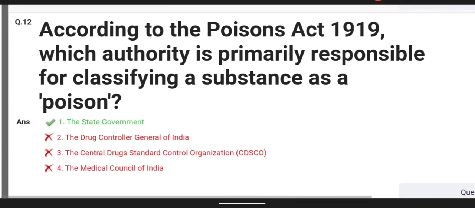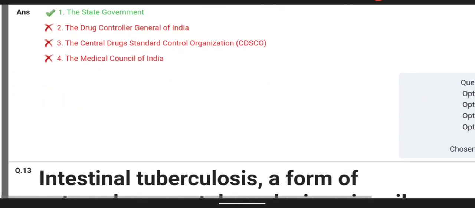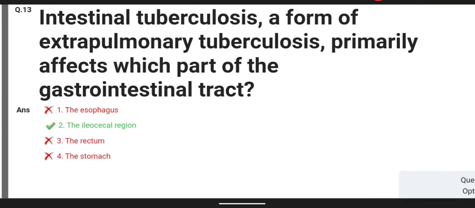According to the Poison Act 1990, which authority is primarily responsible for classifying a substance as a poison? The state government. Next, intestinal tuberculosis, a form of extrapulmonary tuberculosis, primarily affects which part of the gastrointestinal tract? The ileocecal region.